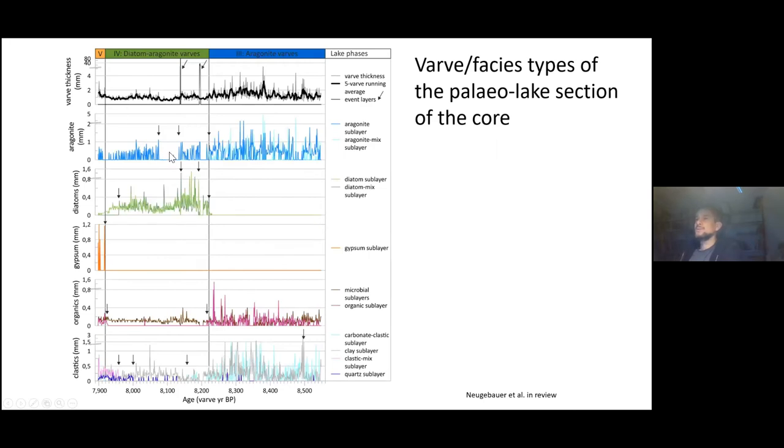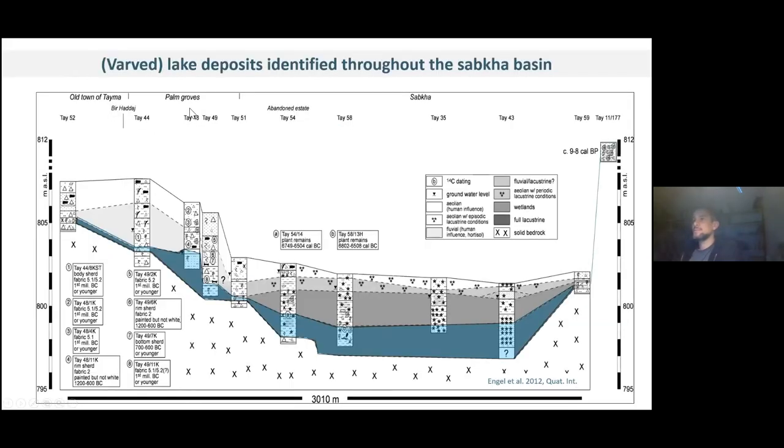This is just to demonstrate the frequency distribution of the different varves and facies of the core, showing the diatom sublayer, which is dominating stage four, and the gypsum, which is indicating the aridity, with an abrupt onset of gypsum at around 7,950 before present at stage five.